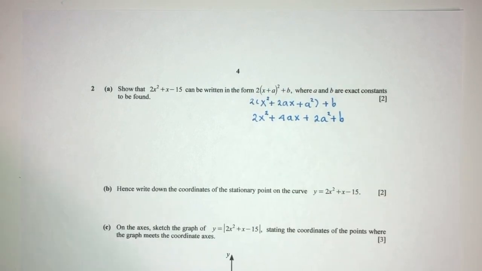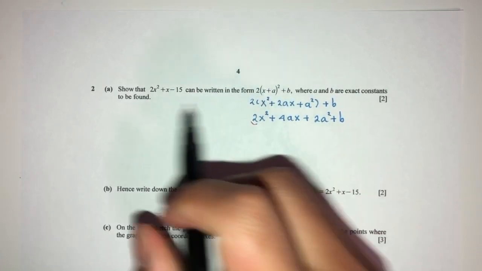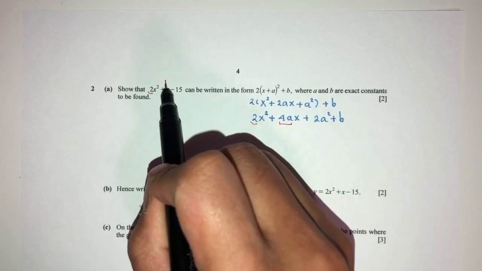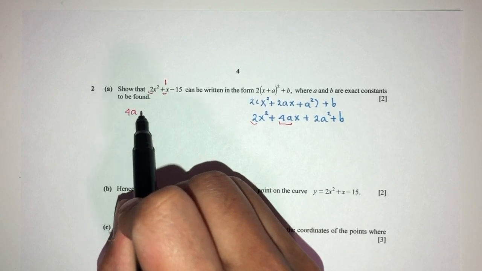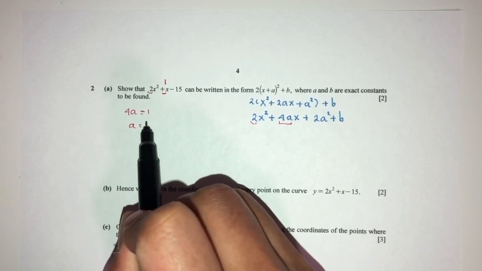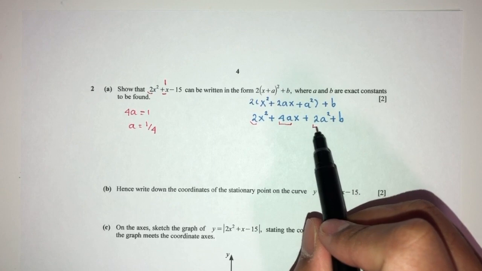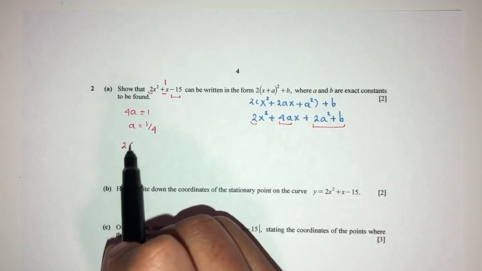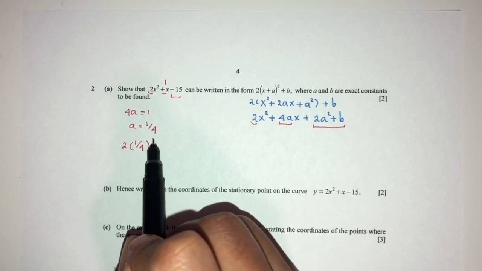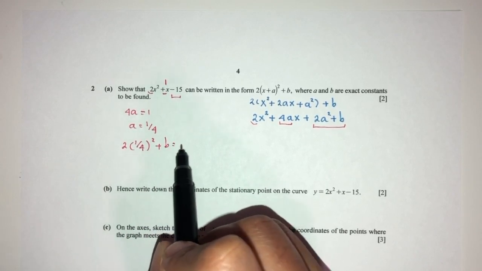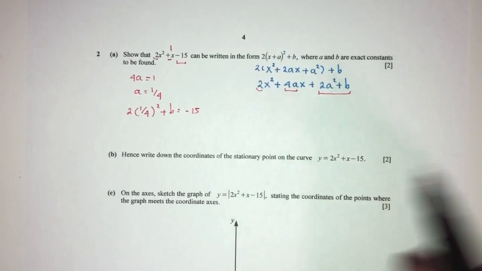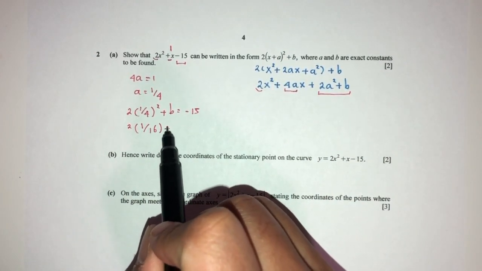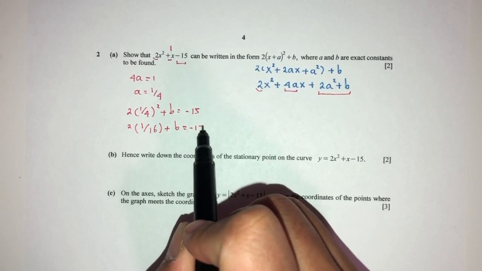So now we can compare coefficients. So this is this, which means this has to be this, which is just 1, right? So 4a is 1, where a has to be 1 over 4. And the last one here has to be this one over here, which is minus 15. 2 times a squared is 2 times 1 over 4 squared, plus b has to be minus 15. So simplify. That should be 2 over 16, plus b has to be minus 15.